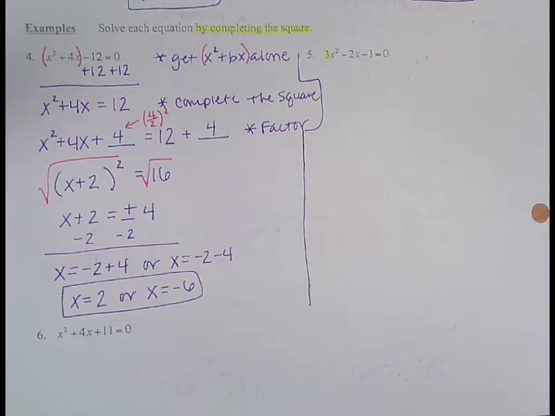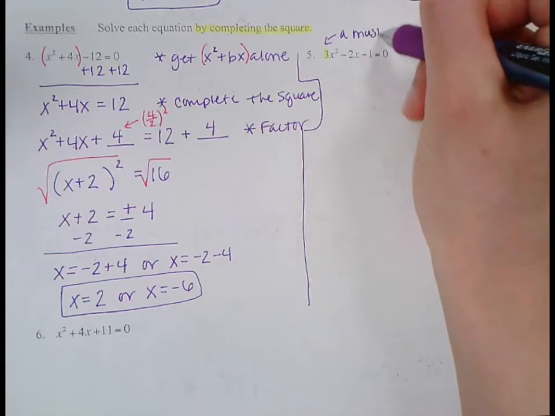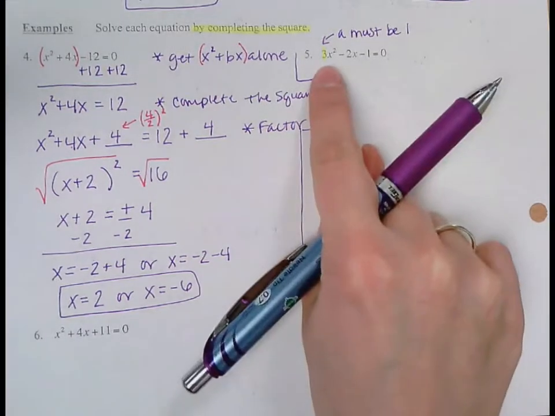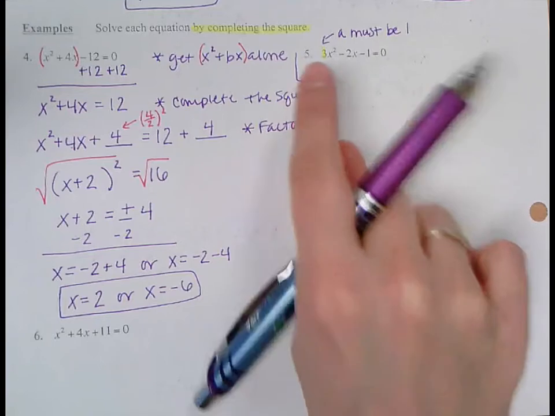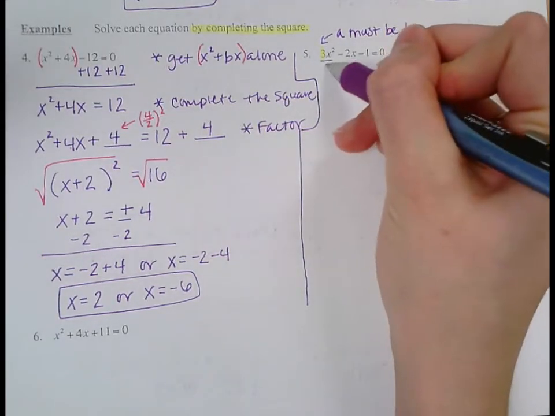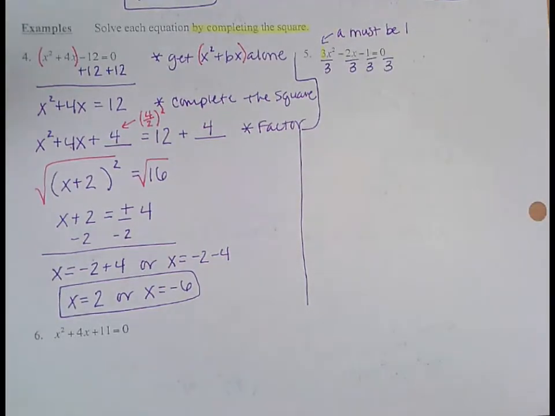The a value in this equation is 3. To complete the square, your a value must be 1. Completing the square does not work if your a value is not 1. So that means if you have any other value in front of x squared, your first step is you have to divide everything by it. So I have to divide everything by 3 on both sides.